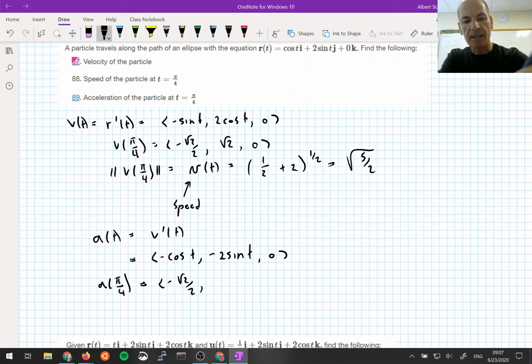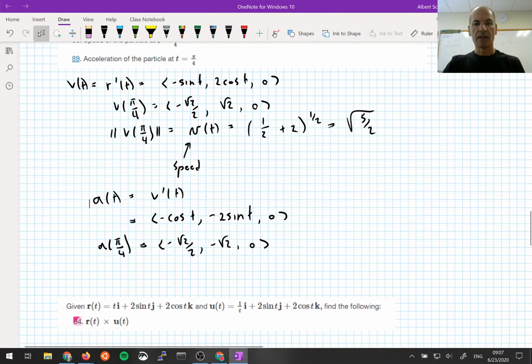And what's that going to be? Minus root 2 and 0. Okay? This is an ellipse, and you can see that the speed around the ellipse is actually constant, but what changes is the velocity as you go around.